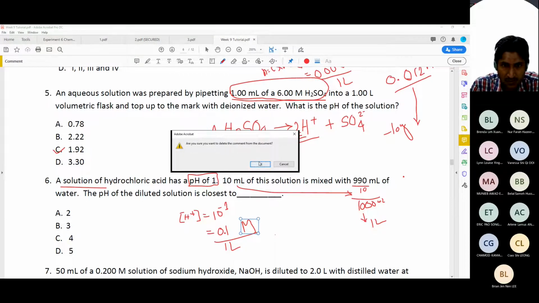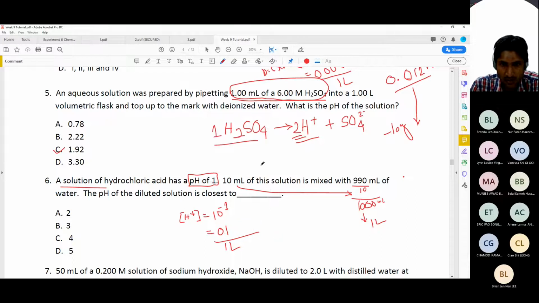Sure, you want to delete the comments or comment which one? Okay.